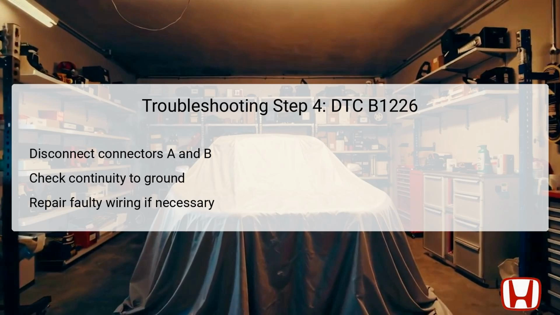If continuity is confirmed, it indicates there is indeed a short to body ground that needs to be isolated and repaired within the wiring between the climate control unit and the temperature sensor. Properly addressing this wiring fault is crucial to ensure that the electrical signals can flow as intended and that the climate control system functions correctly.